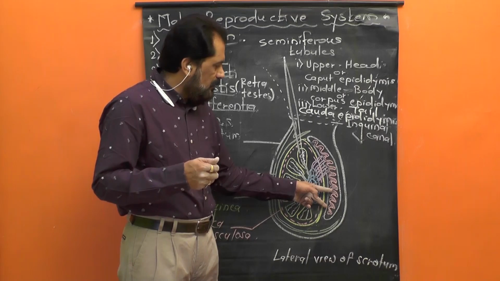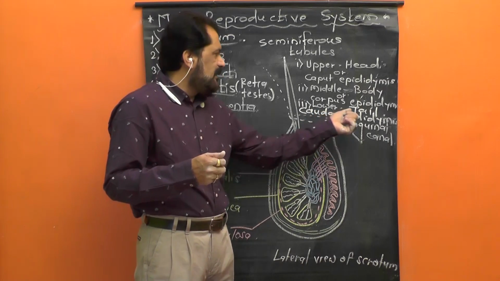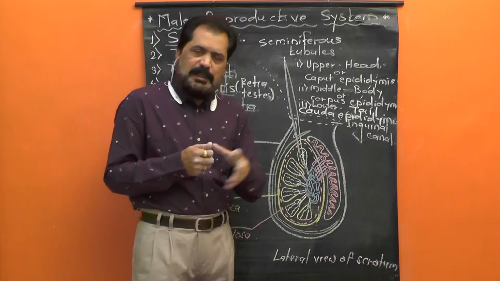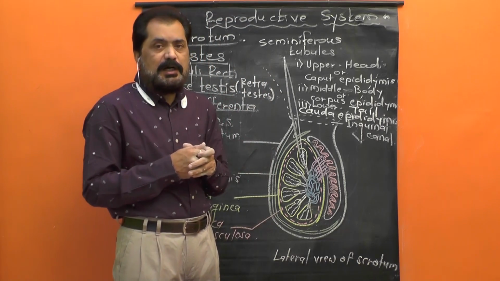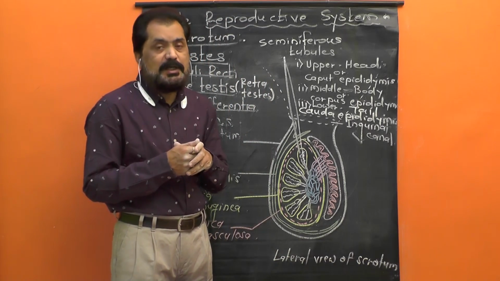You know the lower part of epididymis is known as the tail or Cauda epididymis, and here the sperms are stored. The sperms are stored.